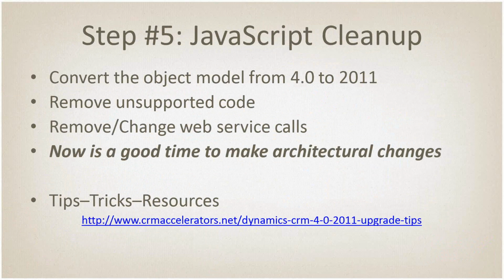Okay, so the JavaScript cleanup may or may not have happened when you moved from 4 to 2011 to 2013. So there's still a lot of code around that uses the CRM 4.0 object model. It worked in 2011 just fine as long as you're using IE. When you went to 2013, some things kind of sort of worked, and they don't work at all in 2015. So you're going to have to modify. You have to convert the object model. So that's the first thing.